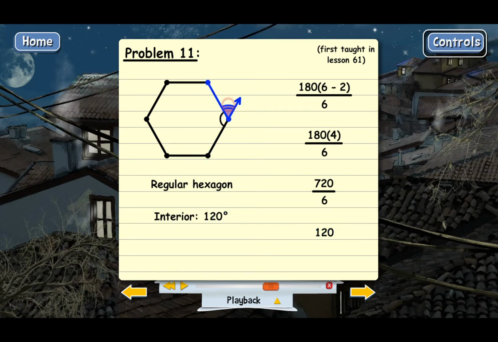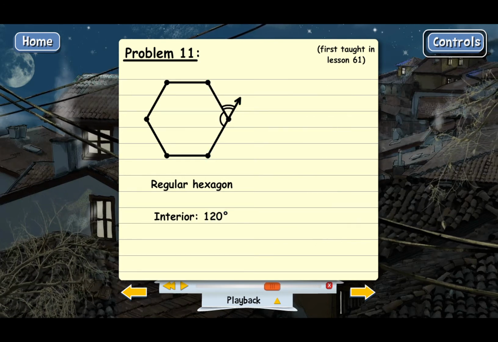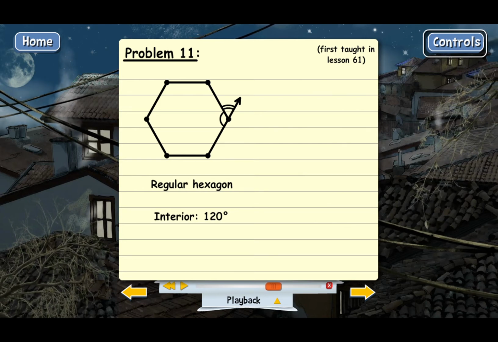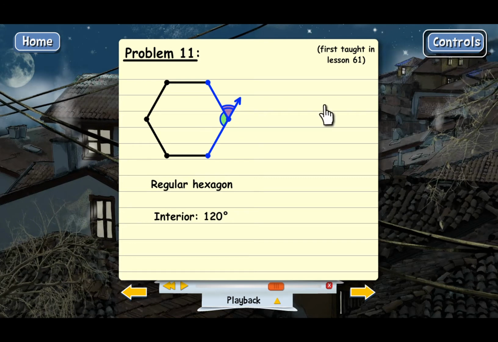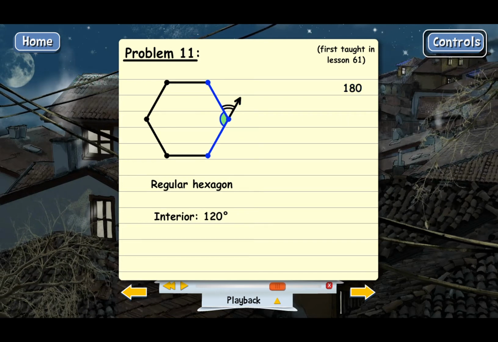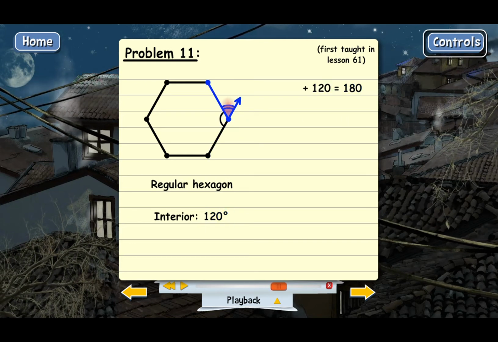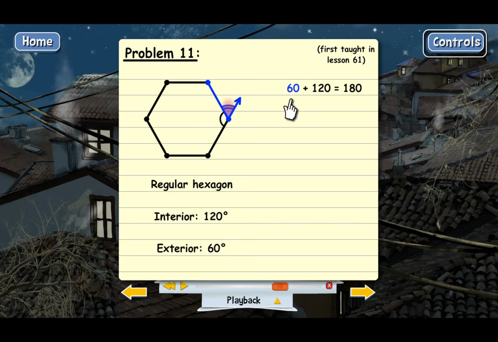What about the exterior angle? Well, there are 2 ways to do this. I think the easier way is to just recognize that the exterior angle and the interior angle are a linear pair, and they have to add to 180. So if this one, the interior one, is 120, the exterior angle has to be 60, because 60 plus 120 is 180.